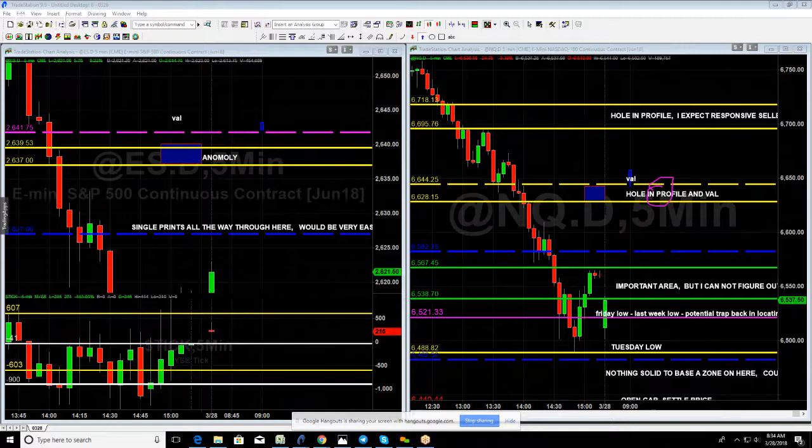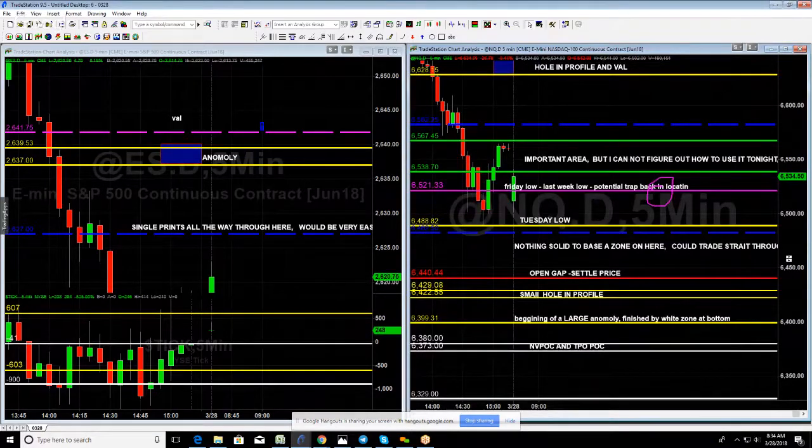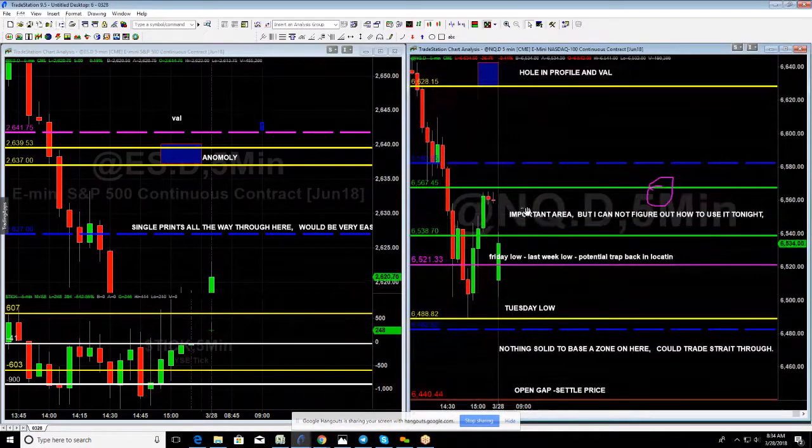You'll see in here, this is an important area. There's actually an anomaly here and gap fill. So I'm going through this on NQ because I think it's important, and ES. I would normally just have made this a yellow zone. I wasn't sure whether we were going to trade above or below, and you can see we traded both sides, but I expect rejection out of this area from both sides.